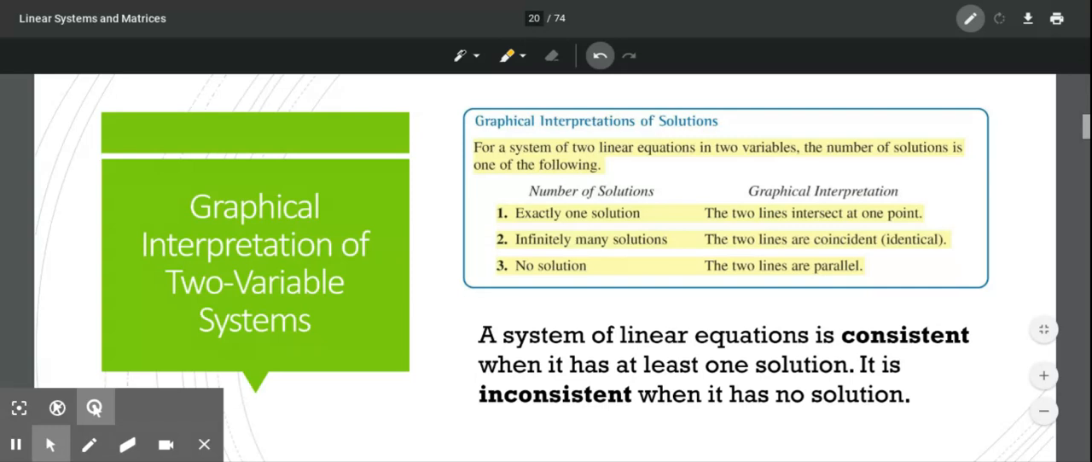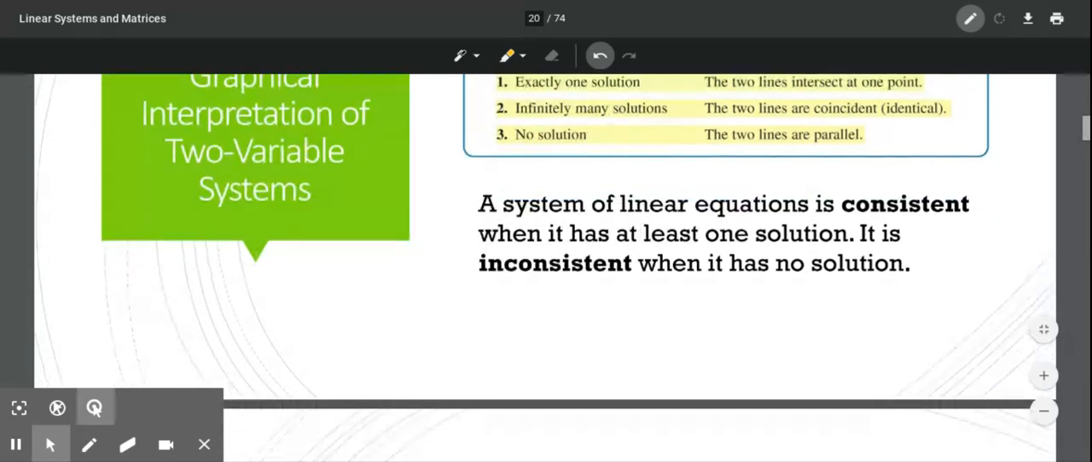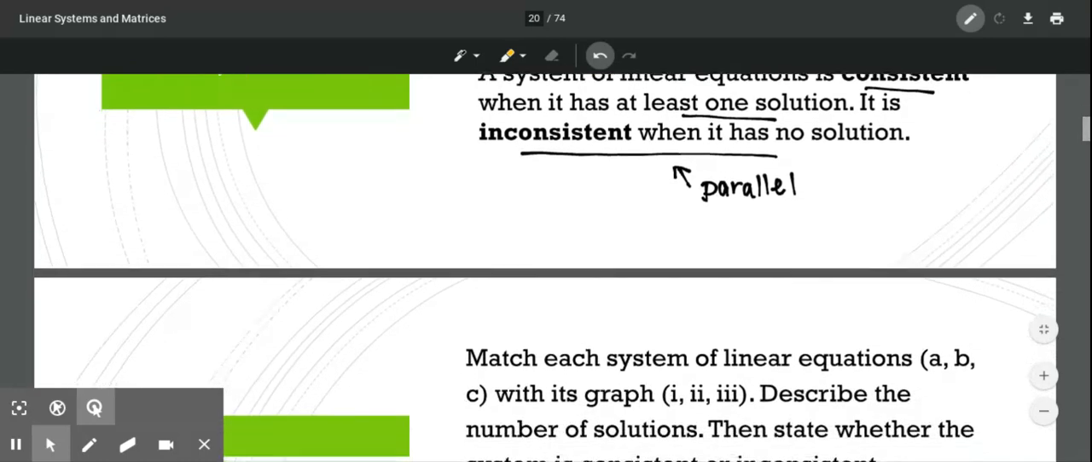One solution, you have two lines intersecting at one point. Infinitely many solutions, the lines are exactly the same. And no solutions means that you have parallel lines. A system of equations is consistent if you have at least one solution. Inconsistent would be when you have no solution, so inconsistent would be parallel. And consistent would be one solution, or when you have the same line on top of itself.